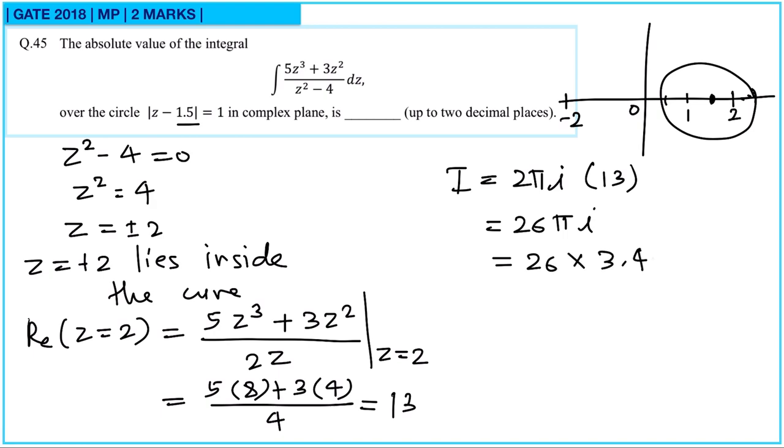26 into 3.142 into i. Absolute value means you have to just find out its magnitude. So this is 26 into 3.142, it is 81.69. And the answer given in the answer key is 81.60 to 81.80.